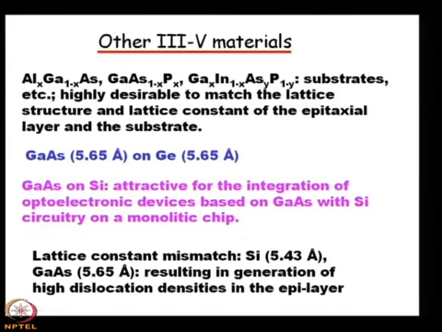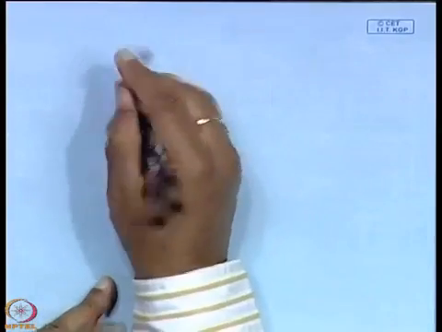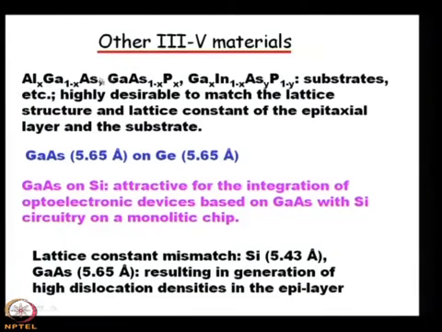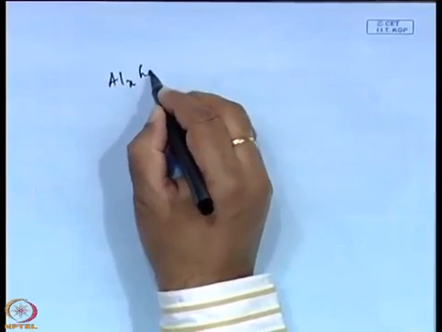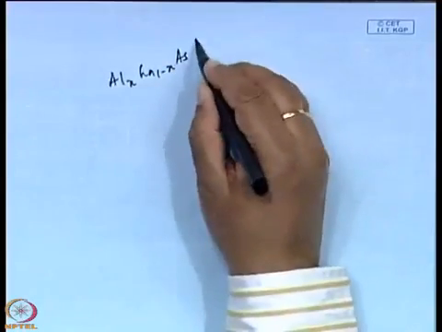Then apart from the nitride materials, there are other 3,5 materials as well, say aluminum gallium arsenide, gallium arsenide phosphide, gallium indium arsenide phosphide. They are mostly used in fiber optic communication, and proper substrates are important, and I can give you one example: if you want to grow this aluminum gallium arsenide, it has to be grown on gallium arsenide.